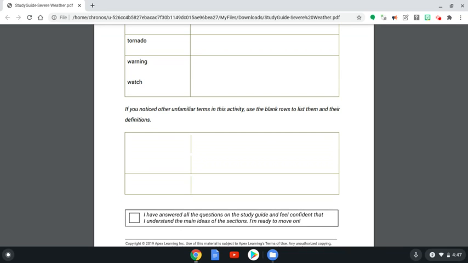I want to make sure you understand the difference between a watch and a warning. A warning is a notification that severe weather is occurring or is very likely to occur. And so when there is a warning, you actually need to do something like take shelter, take protection. A watch means that it might occur, okay? That the conditions are favorable for it to occur. So a watch means it might happen. A warning means it's very likely it's coming soon.